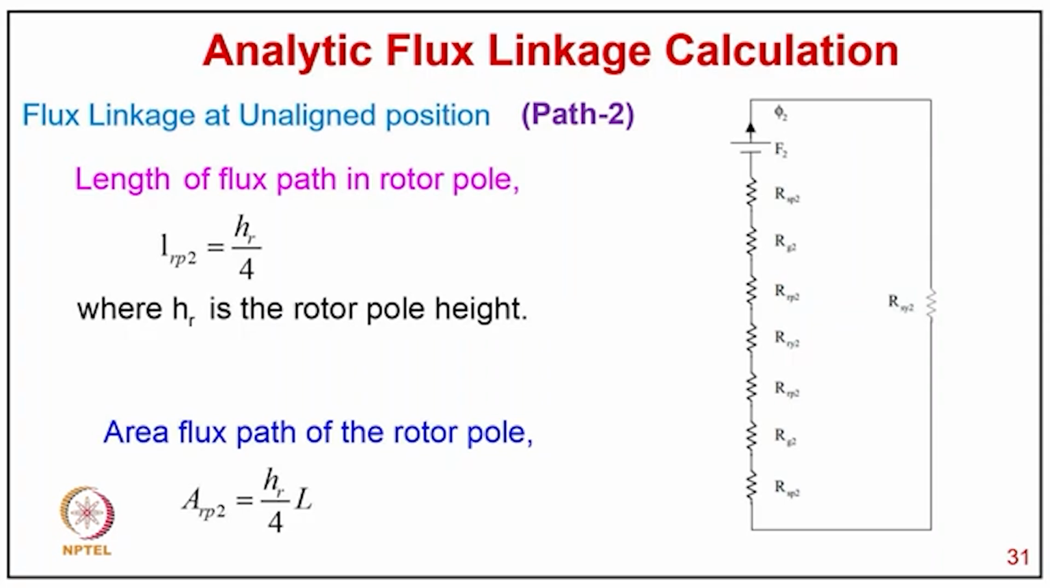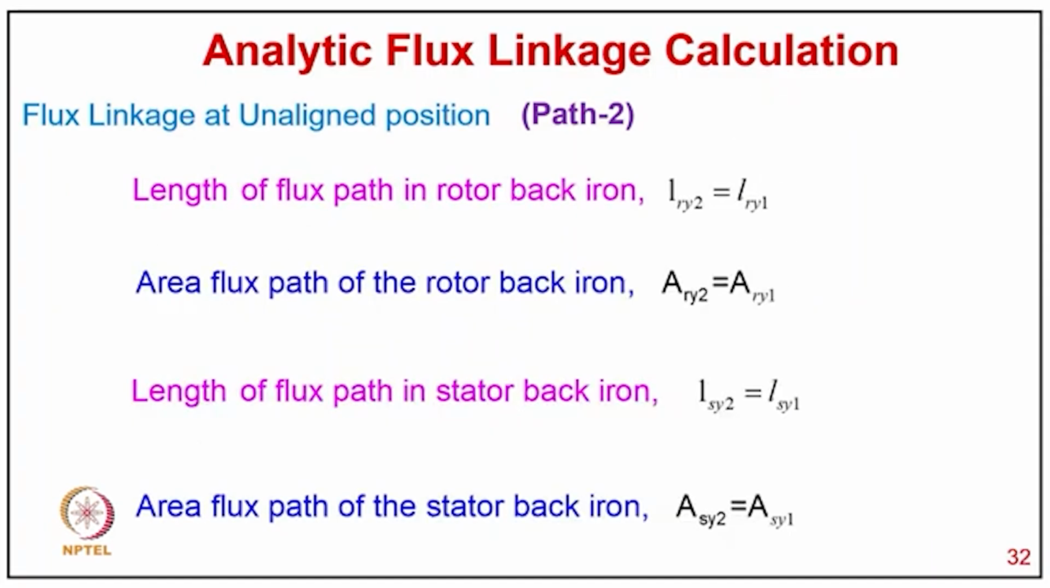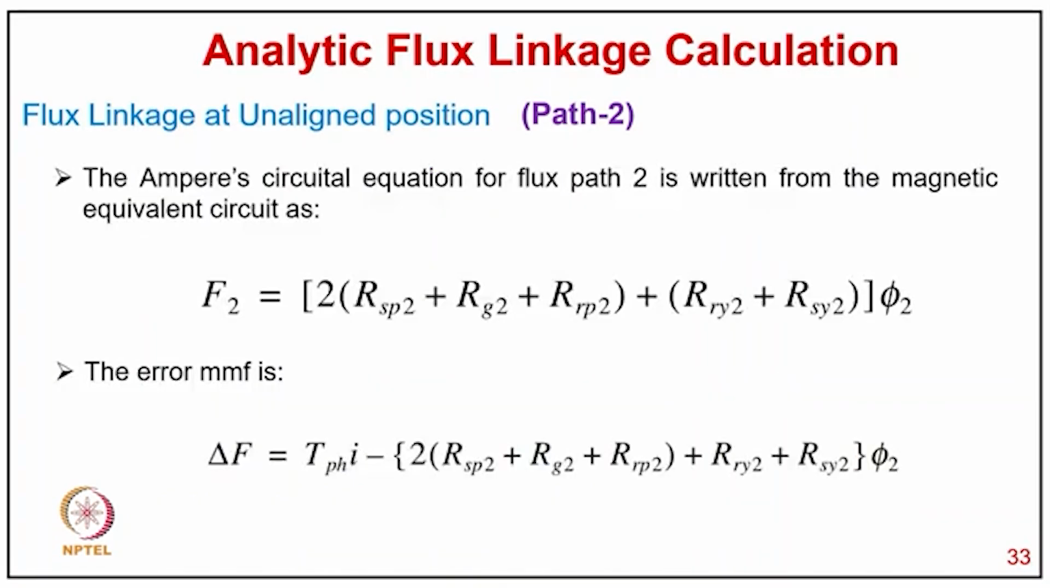As you can see, all the reluctances are connected here with the mmf F2 in part 2. Now the length of the flux path in the rotor back iron is LRY2 equal to LRY1, the area of the flux path in the rotor back iron is ARY2 equal to ARY1, the length of the flux path in the stator back iron is LSY2 equal to LSY1, and the area of the flux path of the stator back iron is ASY2 equal to ASY1.